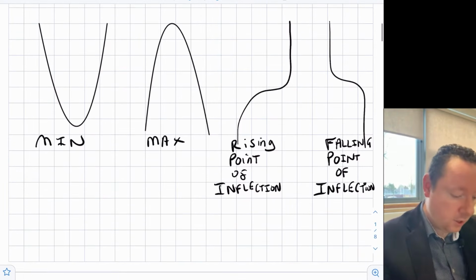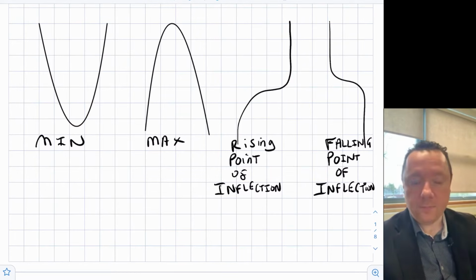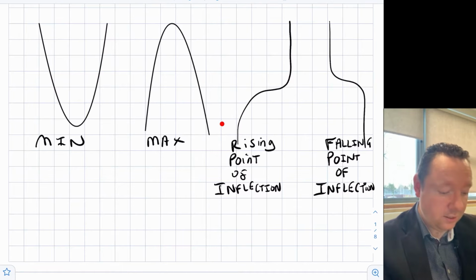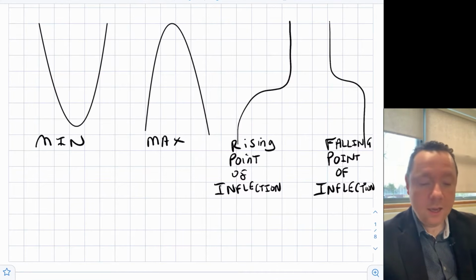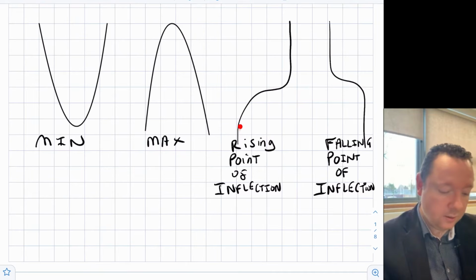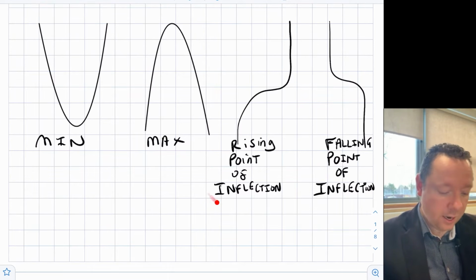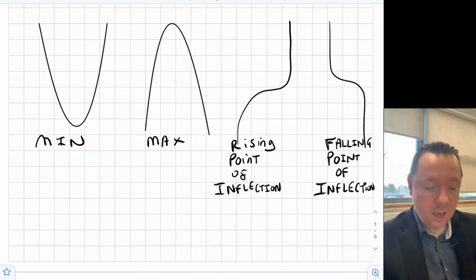The first option is it decreases, goes to 0, then increases, which means you get a minimum turning point. If the gradient of the tangent increases, goes to 0, then decreases, you get a maximum turning point. But then there's 2 other options. It could increase, stop briefly at 0, then increase again. That's called a rising point of inflection. If it decreases, stops again, and then the gradient of the tangent decreases, it's a falling point of inflection.